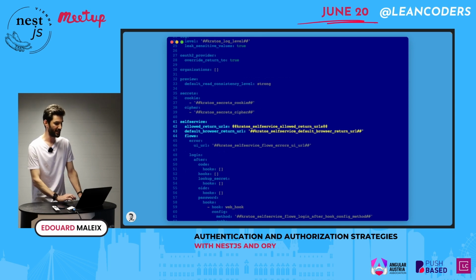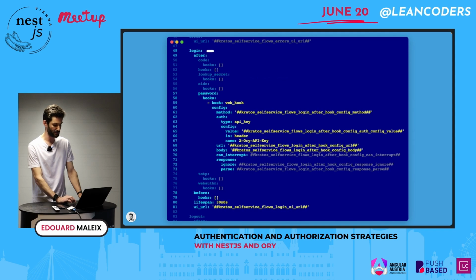So all the URLs and all the webhooks will be defined in that place. An example here for the login flow. Here we configure the after effect. So if a user logs in with a password, we would trigger this webhook with that given variable method. The authentication would be set this way, so that would be an API key method. So it means that we would have a header with this given name and with this given value set. That allows us on the backend to intercept and authenticate the request.